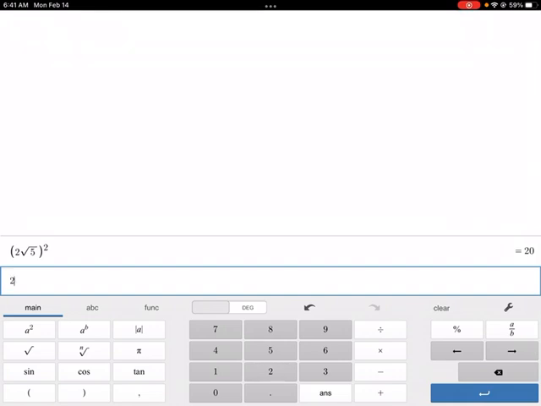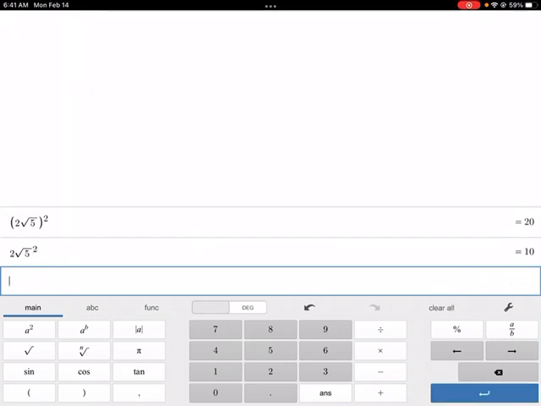Now, if you were to just write 2 square roots of 5 squared without parentheses, you'll notice we got 10. So those parentheses do change your answers, because without them, the squared only applies to the square root of 5 and not the whole number. So when you type it into your calculator, make sure you put those parentheses because it makes a difference.